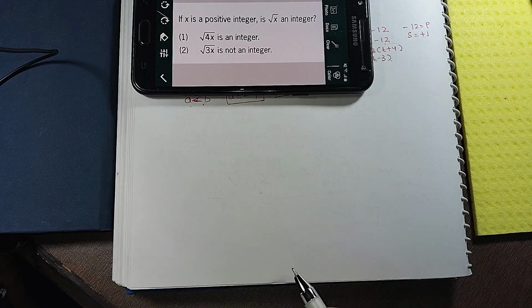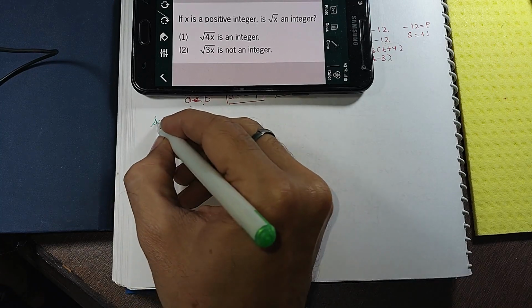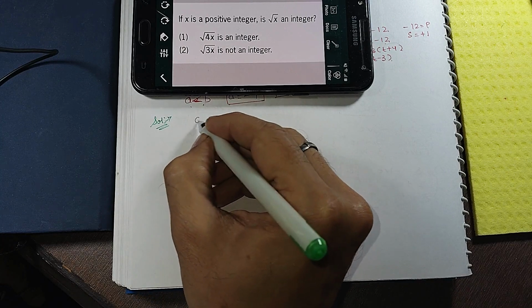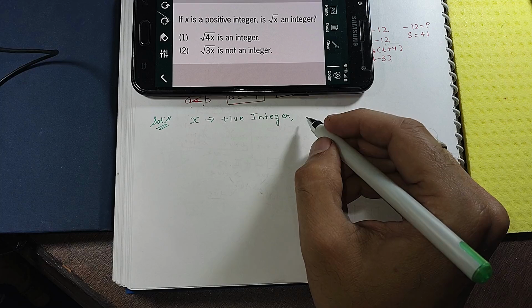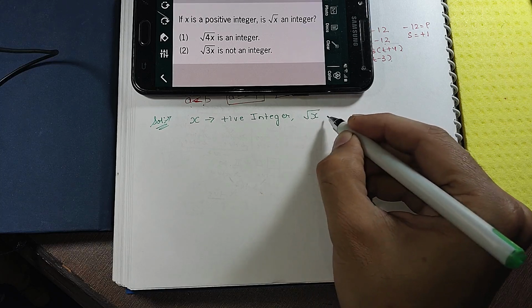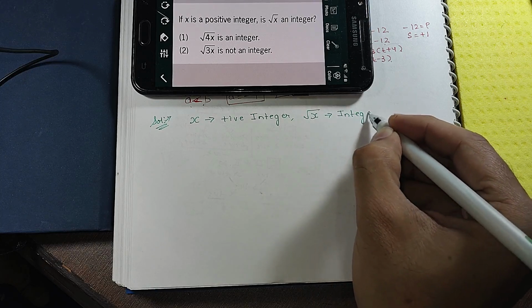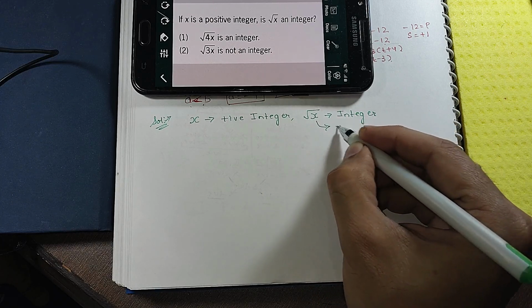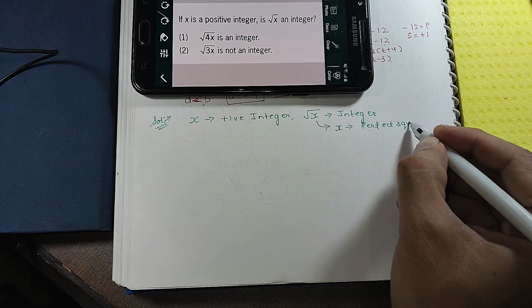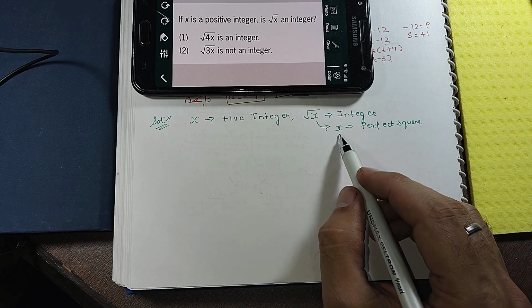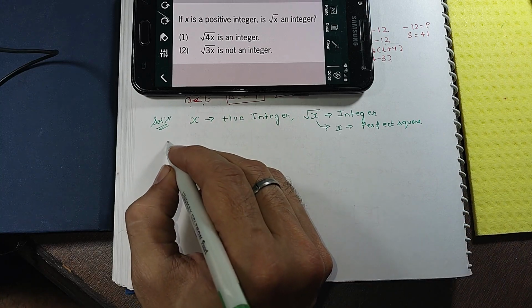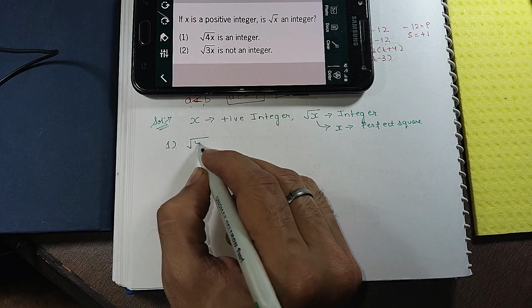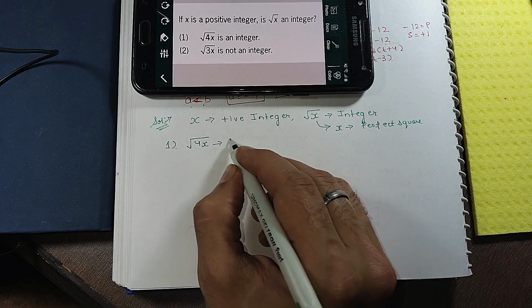If X is a positive integer, so we have been given that X is a positive integer, right? Now the question asks, is root X an integer? So basically we need to find whether X is a perfect square or not, right? Or in other words, I can say, is X a combination of prime factors in pairs, right? Now with this information, moving to statement 1. Statement 1 tells us that root of 4x is an integer, right?